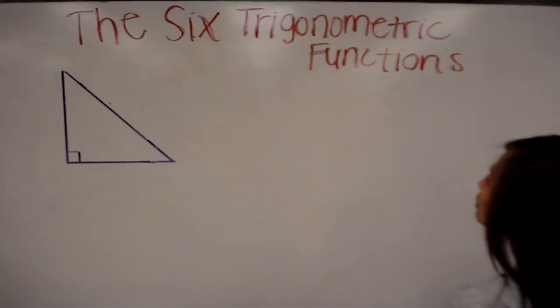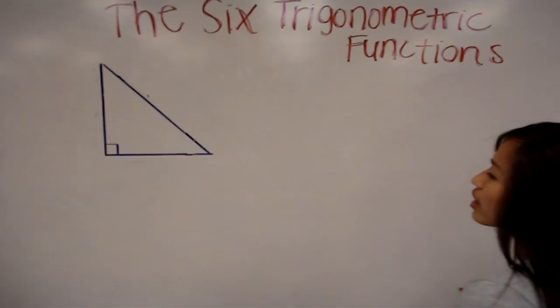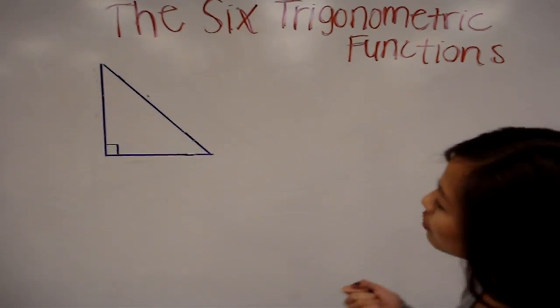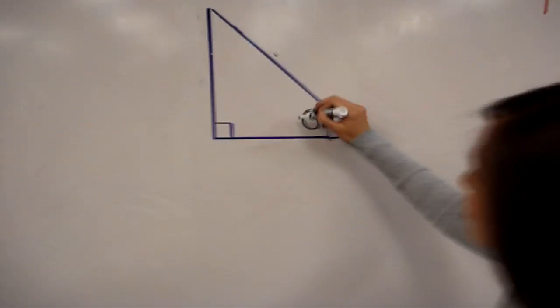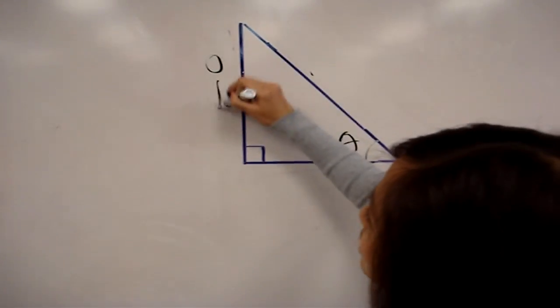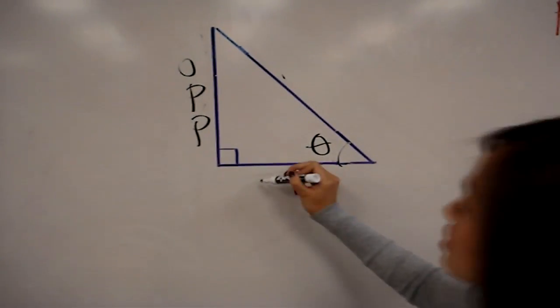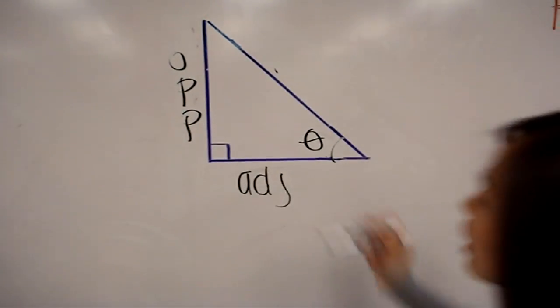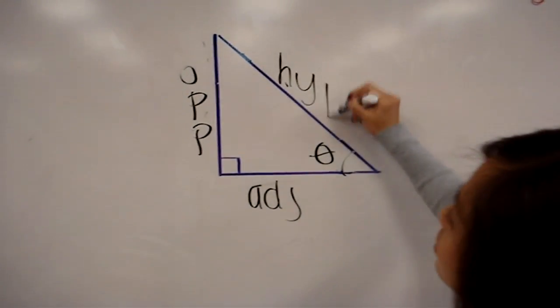Today we're going to learn about the 6 trig functions coming from a right triangle perspective. First, let's define the sides of the right triangle. For example, let's say this angle is theta. The side opposite from theta would be considered the opposite side, and the side right next to theta is the adjacent side. And the longest side of the right triangle would be considered the hypotenuse.